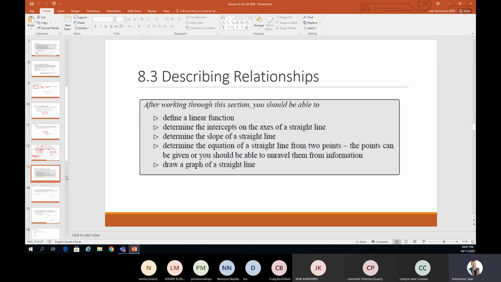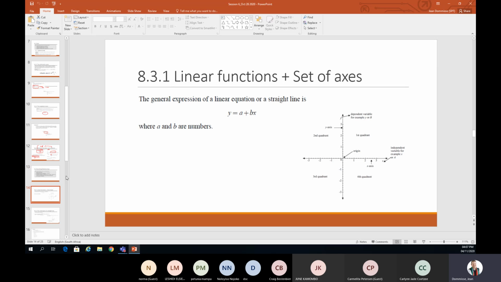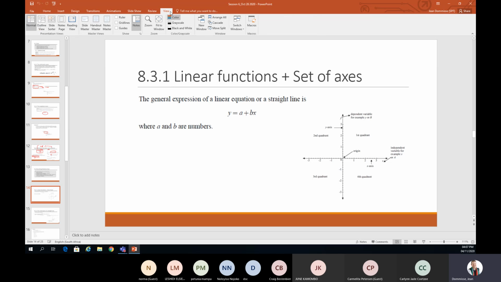So basically, last week we ended off with 2 things that we still needed to do. One was looking at describing relationships, and the other one was looking at correlations. The section about describing relationships is all about the linear graph, and we know that from the straight line that we get.